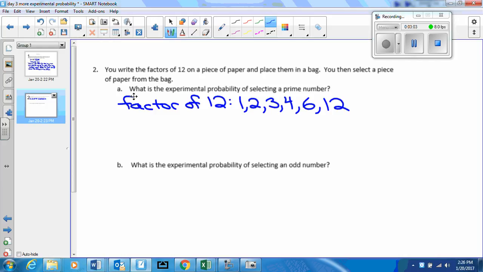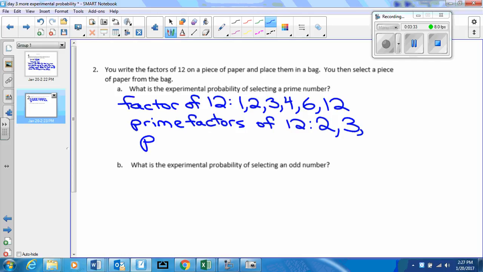Looking at those factors, now we have to pick out which of those are the prime factors of 12. So looking at that list, I'm picking out which of those numbers are prime, and remember that means they have exactly 2 factors. So 1 is not prime, 2 is, 3 is, 4 is not, 6 is not, and 12 is not. So my only prime factors are 2 and 3.